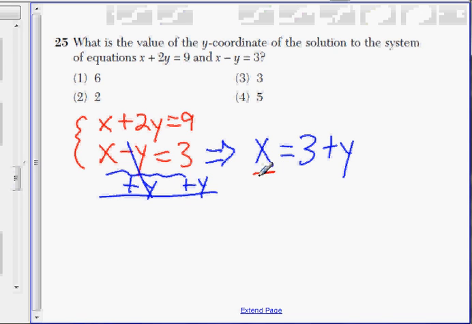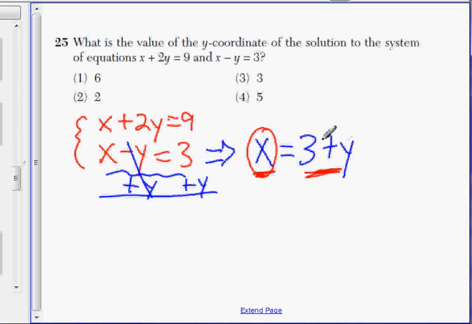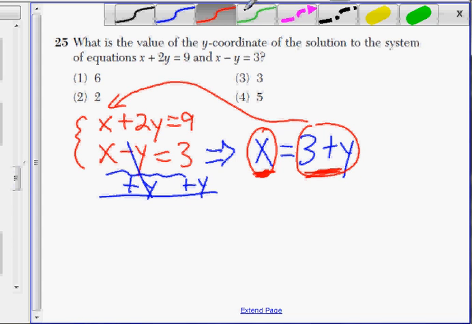Now x is the same as 3 plus y. Okay? These two are the same, because of the equal sign. So next time I see x, instead of x, I can always replace it with 3 plus y. So I'm going to go back to the first equation where I see x over here. Again, I can replace x with 3 plus y, and that's what I'm going to do.